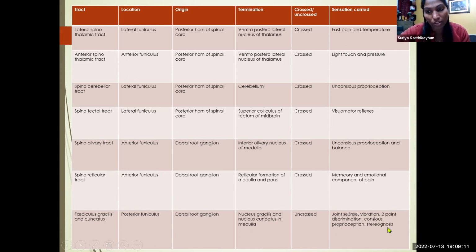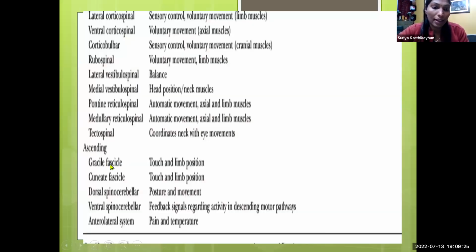Then fasciculus gracilis and cuneatus carry the general sensations, mainly joint sense, vibration, two-point discrimination, and conscious proprioception. The posterior column is mainly concerned with joint sense, vibration, two-point discrimination, conscious proprioception, and stereognosis. Very important in your medicine classes. Fasciculus gracilis carries the general sensation from the lower limb, fasciculus cuneatus from the upper limb. Spinocerebellar is mainly concerned with balance and posture.